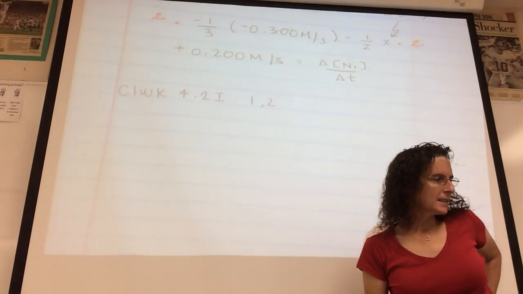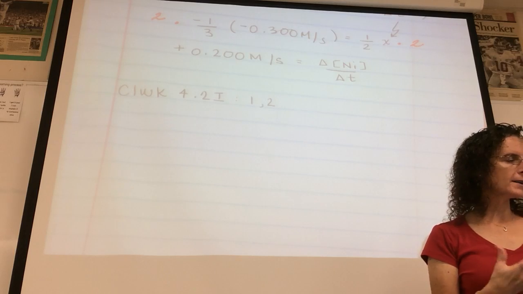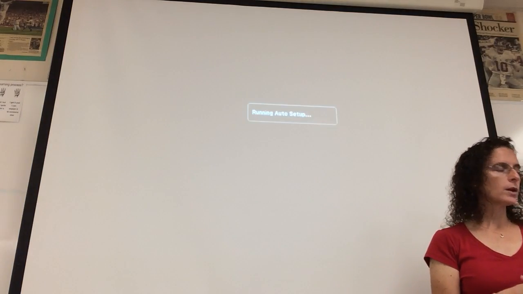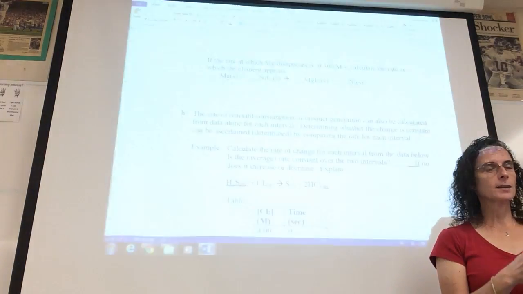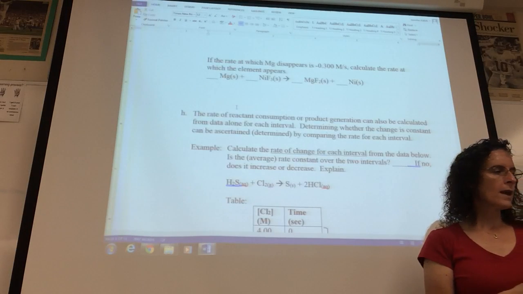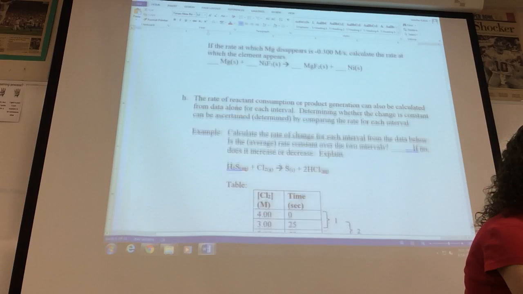The rate of reactant consumption. We know that reactants get consumed or used up. Products get generated. It can be calculated from data. So you might get a data table in which you're looking at concentration of a substance over time. And from data, you can calculate the rates.